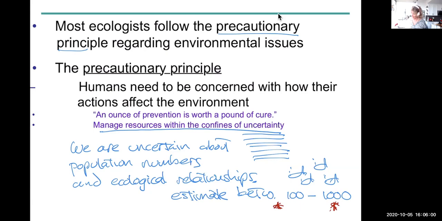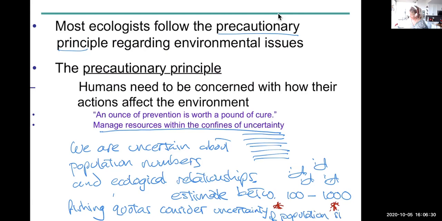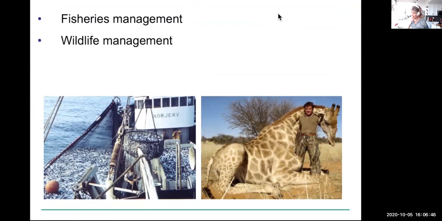So fishing quotas consider the uncertainty of population sizes. Is this making sense? Any questions? So we should use the precautionary principle in fisheries management and wildlife management.